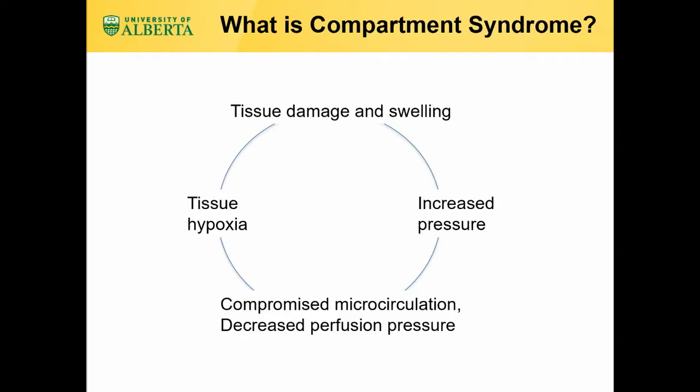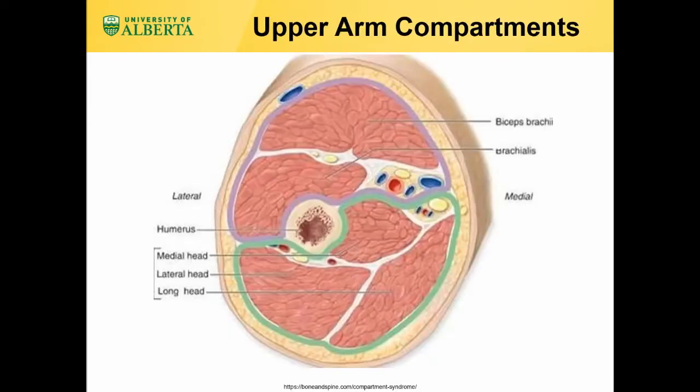Compartment syndrome can occur in any fascially bounded tissue space, but the most common areas this condition will be encountered are the upper extremity and the distal leg, so we will be covering the anatomy of these locations. The upper arm has two compartments, anterior and posterior, which are divided by the lateral and medial intermuscular septum. The anterior, or flexor compartment, contains the biceps brachii, brachialis, and coracobrachialis muscles.